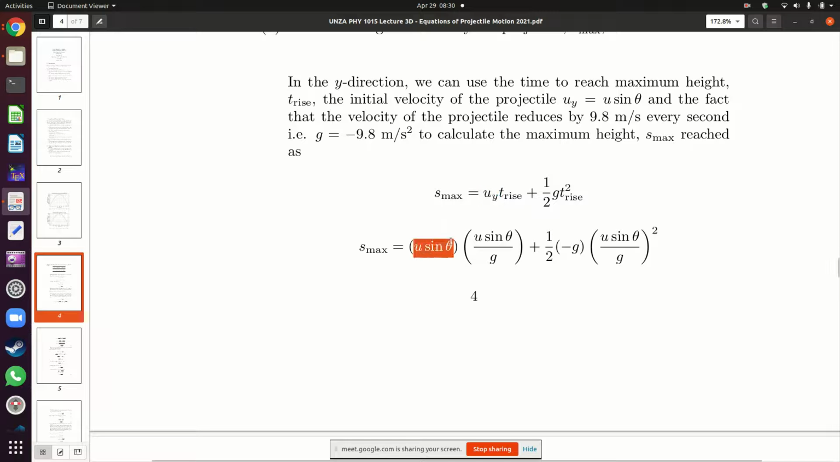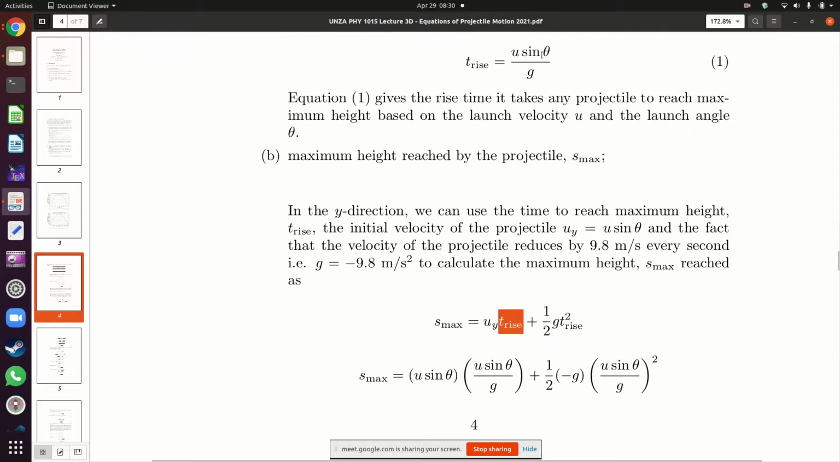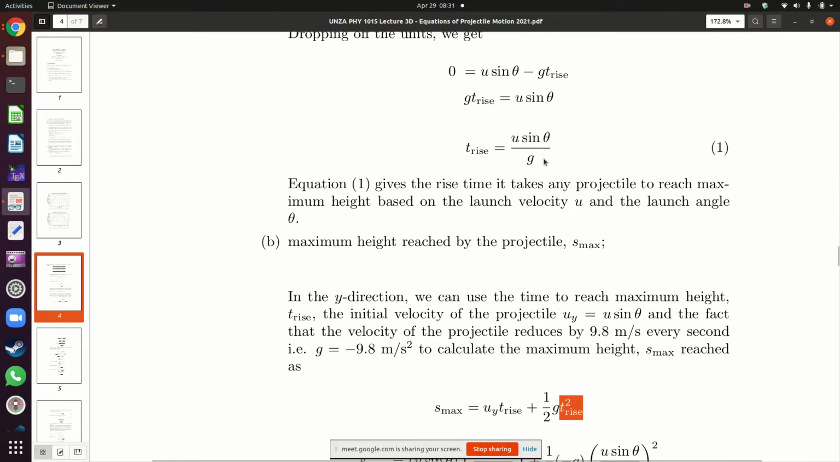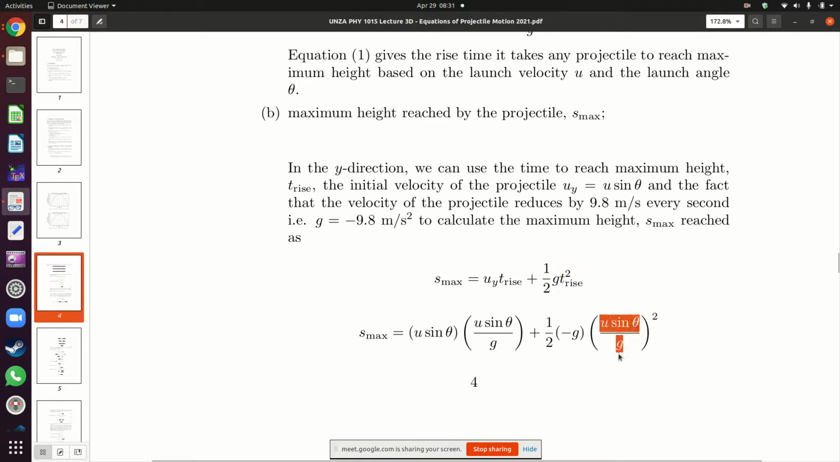Okay, so here, S max: the initial velocity in the y direction is u sine theta, which is what you have here. Then t rise, which is what you've just found, u sine theta divided by g. Then plus half g. For you to get maximum height, you need to move away from the surface of the earth, so in this case our g is minus 9.8, and we write it as minus g like this. Then rise time squared. The rise time is what you found here, u sine theta divided by g. Then that rise time, we square it.